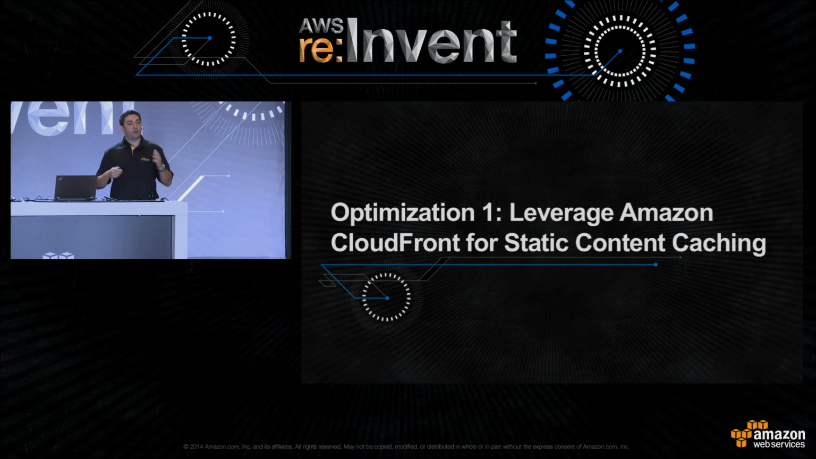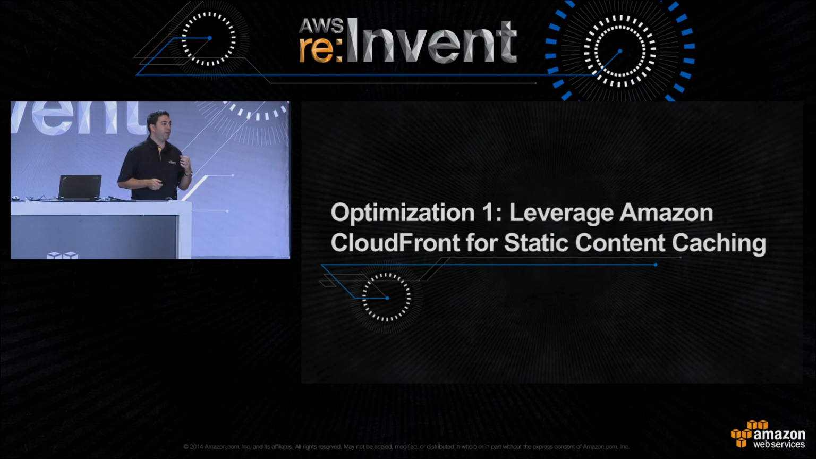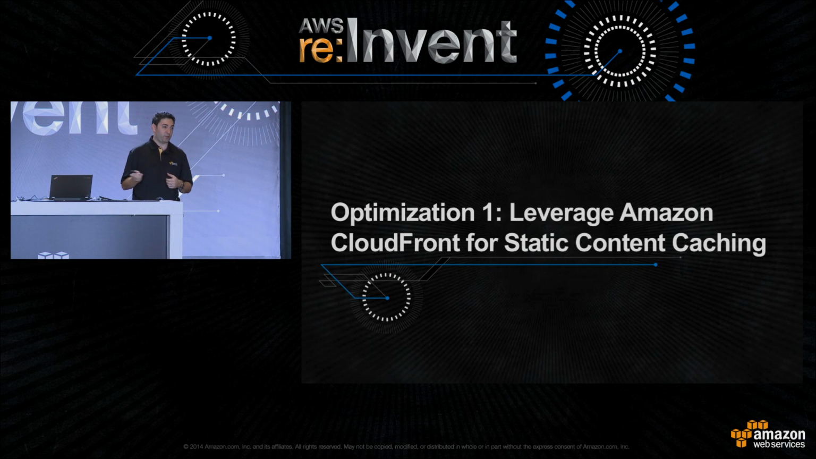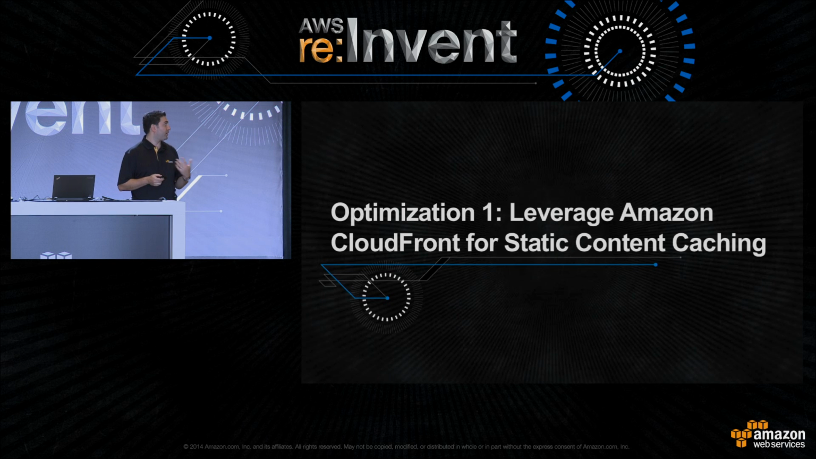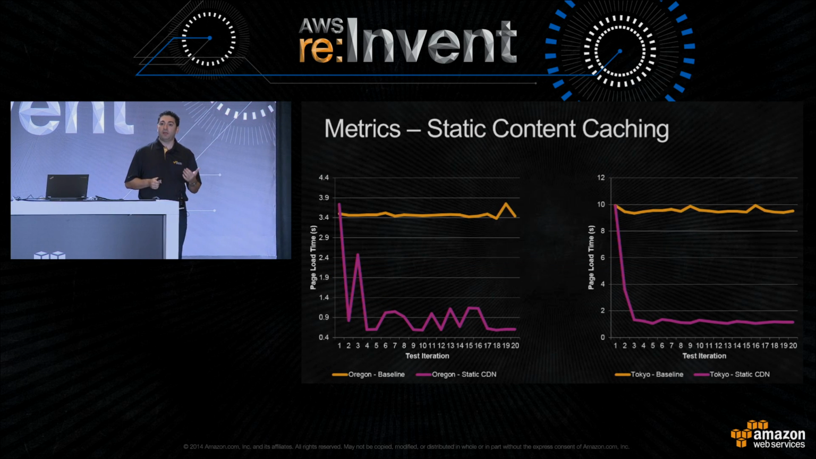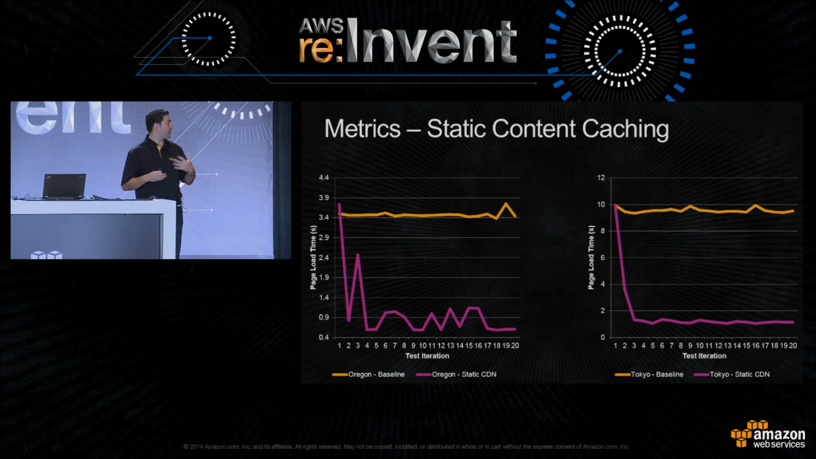All right, so the first optimization, number 1, let's leverage Amazon CloudFront for static content caching. Take advantage of all the things that Prasad talked about that we've worked on over the years. If we do that, the first thing I want to show you in all of the 5 optimizations I'm going to talk through is graphs. What are the improvements?